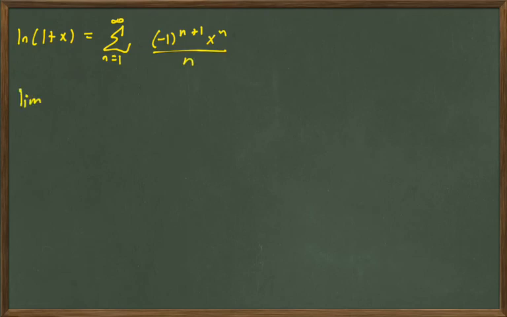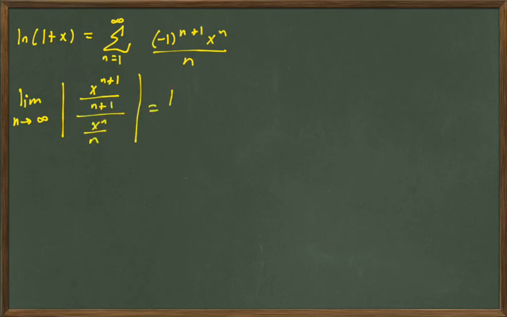And so let's go find our interval of convergence. So natural log of 1 plus x is equal to the sum n equals 1 to infinity of negative 1 to the n plus 1 x to the n all over n. So we're going to use the ratio test. The limit as n goes to infinity of x to the n plus 1 over n plus 1 divided by x to the n over n.